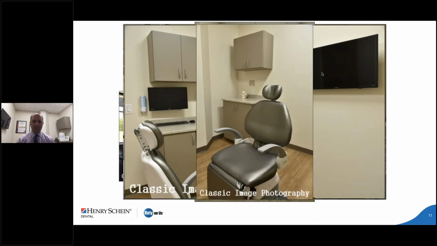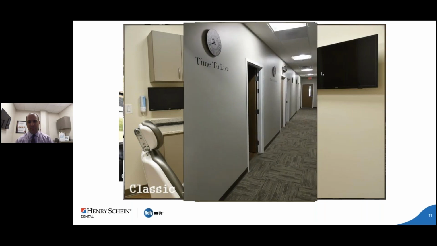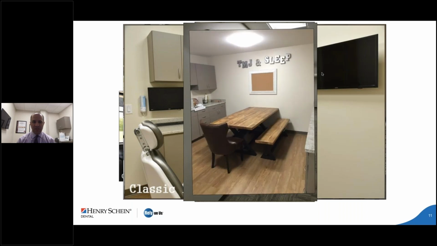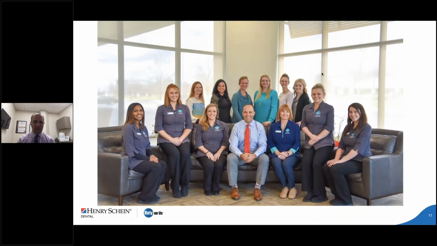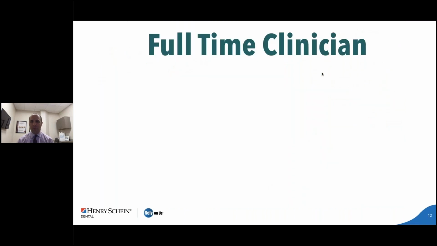We have 6 operatories, so 6 patient-centered rooms for treatment that are utilized throughout the day, and a little break room. Here's a picture of our team. We have 5 clinical assistants, a nurse practitioner, and our admin and support team here at the office.